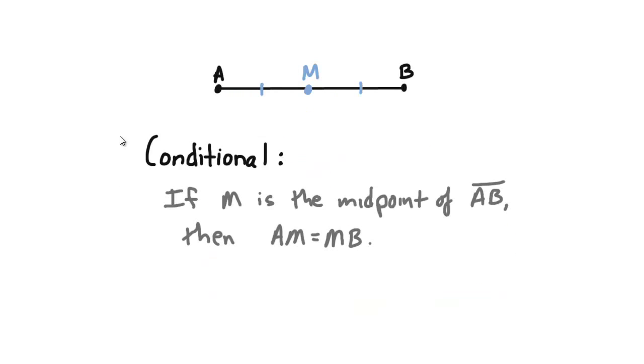Alright, so now let's take a look at this example. We have segment AB, and M is the midpoint of segment AB. So we can write it as a conditional like this here. If M is the midpoint of segment AB, then AM is equal to MB. So that would be the conditional statement. So why don't you pause the video and think of what the converse will look like.